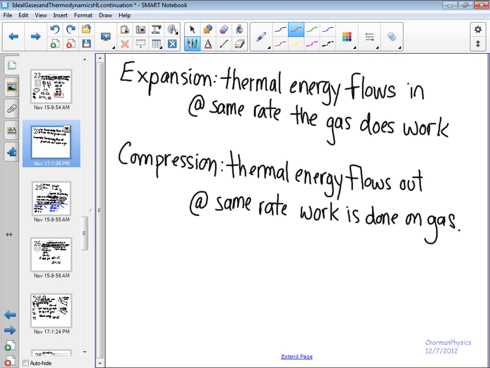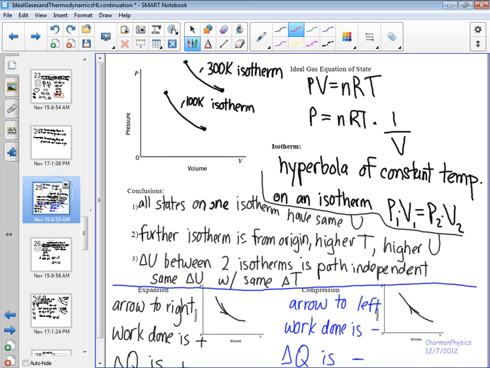Again, we want to make sure that the temperature stays the same, so that's why we're saying it's at the same rate here. Okay, no changes in internal energy is what our goal is.